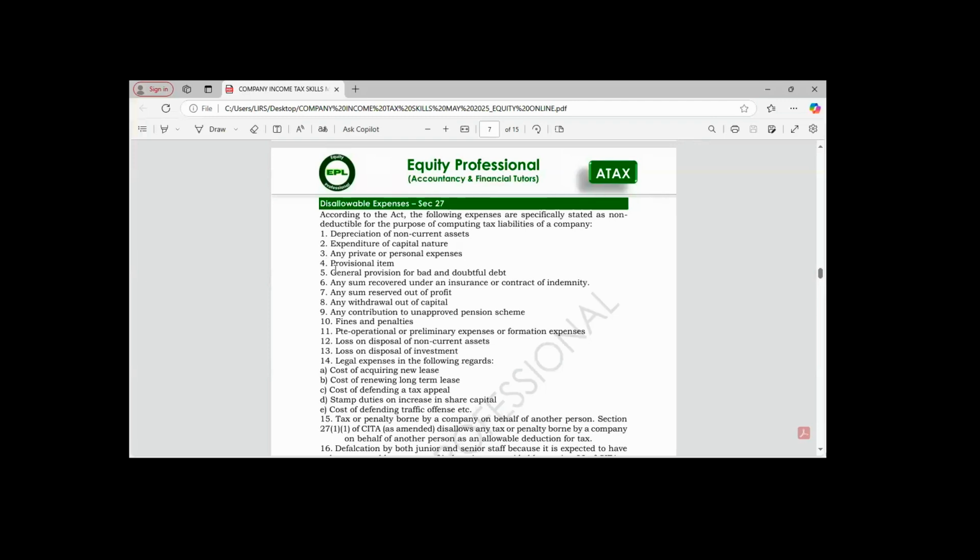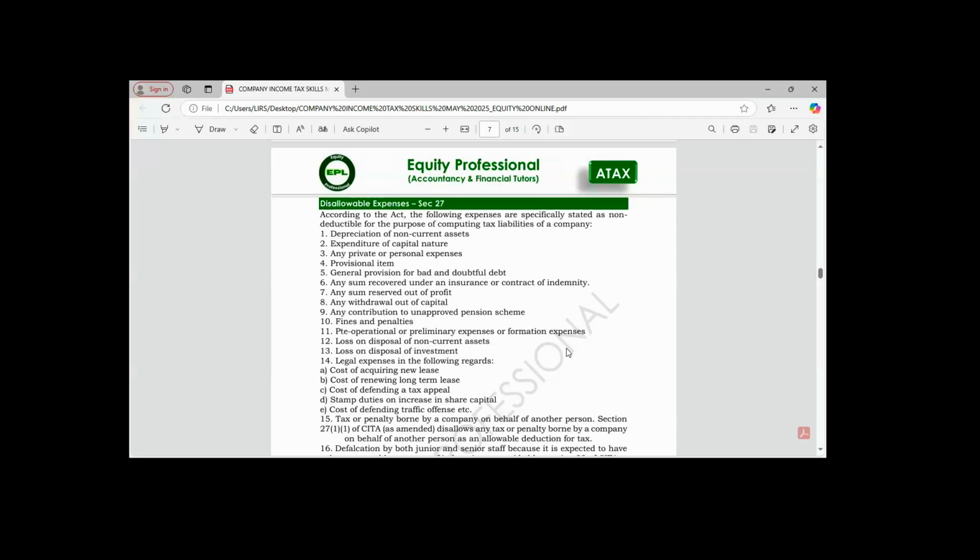Any provision, any form of provisional item, such as general provision for bad debt. When we were doing allowable, I told you when it is specific, you allow. But when you see the word general, you disallow. But please, when the examiner did not state whether general or specific, you assume it is general, and you disallow. Any sum recovered under an insurance contract or contract of indemnity, any sum reserved out of profit, any withdrawal from capital, any contribution to unapproved pension, fine and penalty, pre-operational or preliminary expenses.